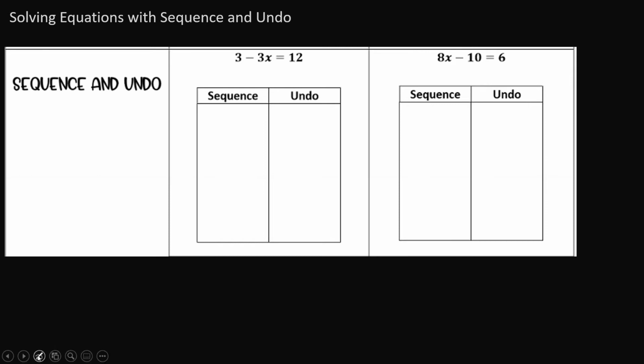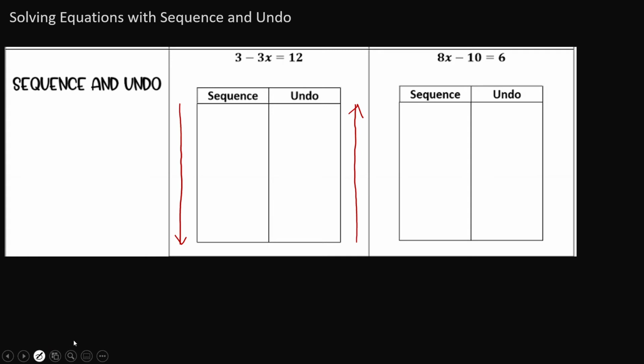So let's practice. The way this table works is we are going to write the sequence of what happens to x moving down the sequence column, and then we're going to be undoing those actions by moving up the undo column.